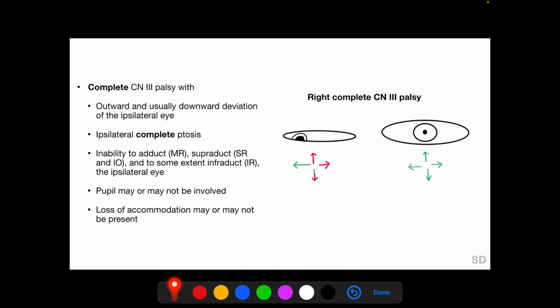The pupil in the affected eye may or may not be involved. This picture shows a pupil-involving 3rd cranial nerve palsy, and an associated loss of accommodation may or may not be present. Here we must remember that to judge the completeness of a CN3 palsy, we do not take into account whether the sphincter pupillae and the ciliary muscle are involved or not. To determine the completeness of a CN3 palsy, we only take into account the remaining 5 muscles supplied by the third cranial nerve.